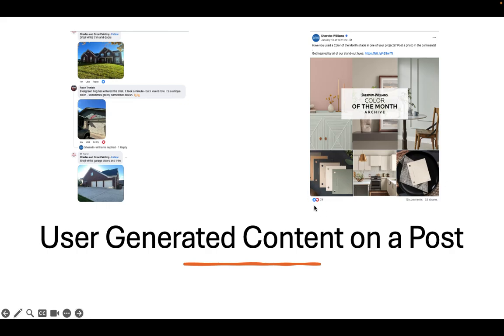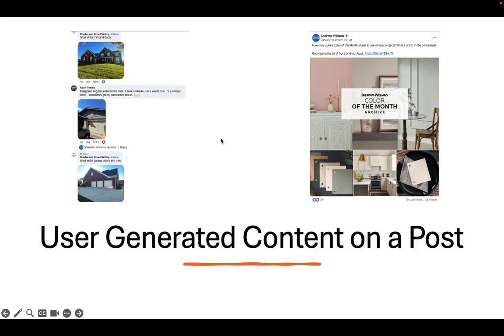and quite a lot of likes as well. And then here are some of the comments where the people posted their pictures. So they posted a picture and said what color they were using in the picture. That is user generated content.